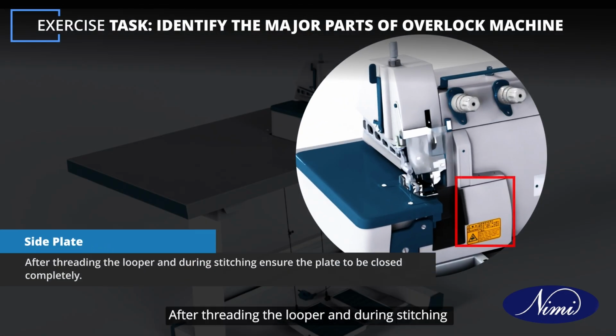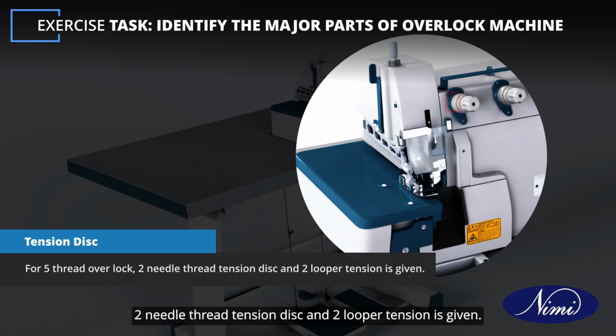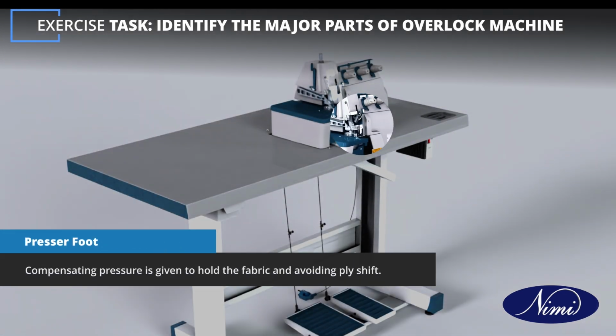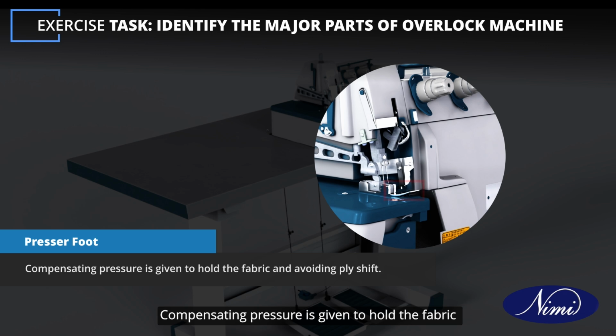Side plate. After threading the looper and during stitching, ensure the plate to be closed completely. Tension disc. For 5-thread overlock, 2 needle thread tension disc and 2 looper tension is given. Presser foot pressure knob. Based on the fabric, the tension will be adjusted by using pressure foot knob. Presser foot. Compensating pressure is given to hold the fabric and avoiding ply shift.